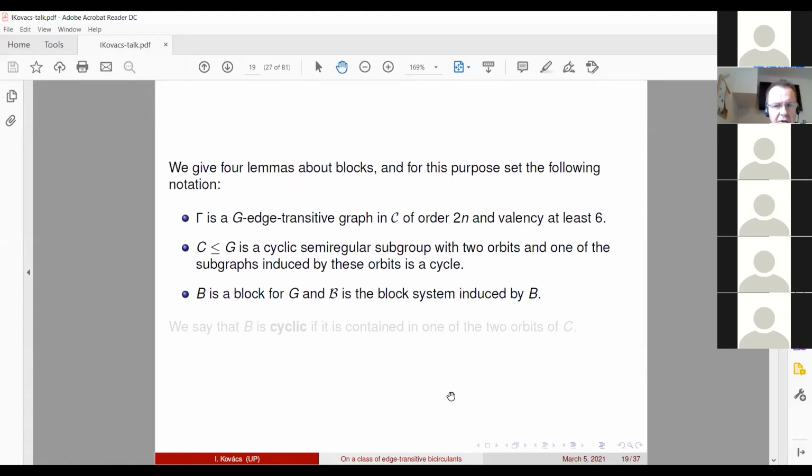Also, one of the subgraphs induced by these orbits must be a cycle. I also fix the notation B for a block for G, and let calligraphic B denote the block system induced by B. Now, there are 2 options. A block may be contained in one of the 2 C-orbits, and in that case we say that the block is cyclic. We will study first the cyclic blocks, and after that the non-cyclic blocks.